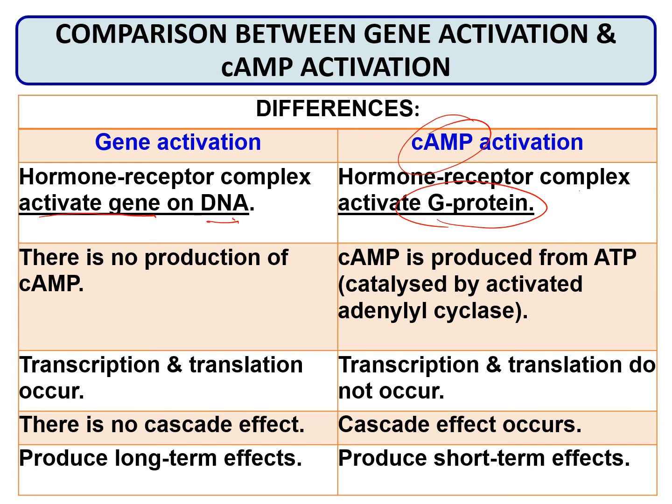Then for gene activation, the process of transcription and translation occurs. No, cAMP activation does not involve transcription and translation. And there is no cascade effect in gene activation, while cAMP activation shows that there is a cascade effect. DPT ni yang paling penting. Sepatutnya yang ini duduk di sebelum ni kan. Gene activation produce a long term effect.